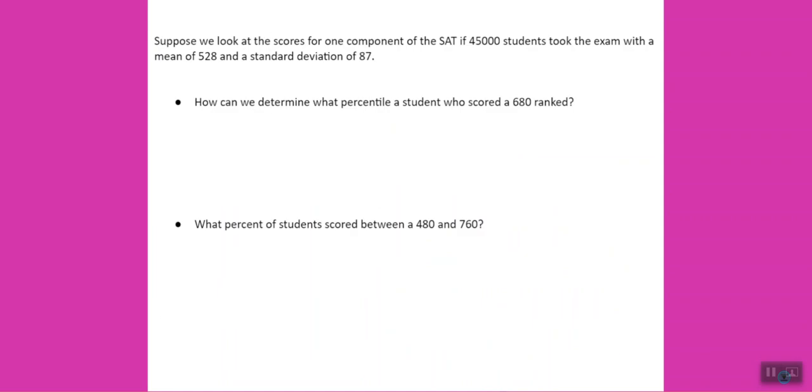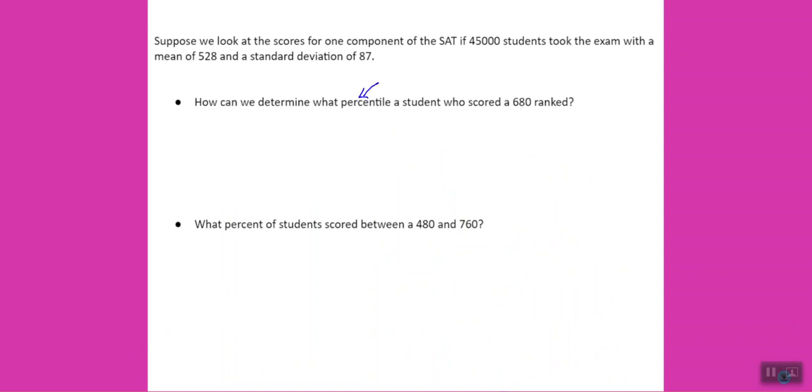Suppose we look at the scores of one component of the SAT. If 45,000 students took the exam with a mean of 528 and a standard deviation of 87, how can we determine what percentile a student who scored a 680 read? So we're still going to use the same normal dist function in Desmos.